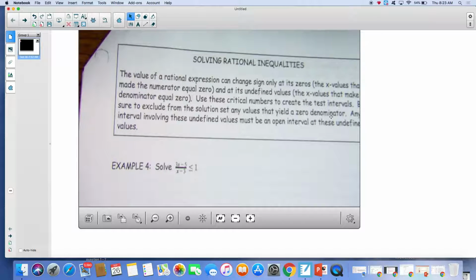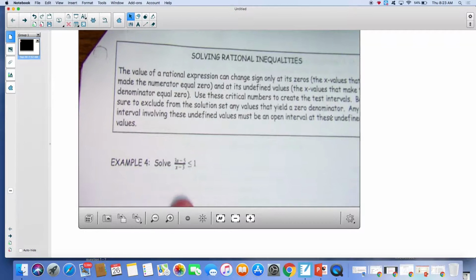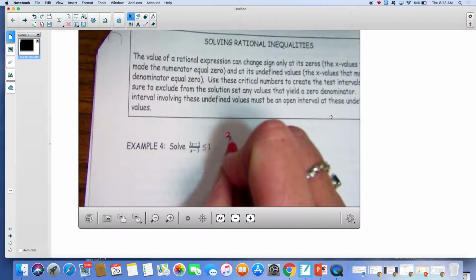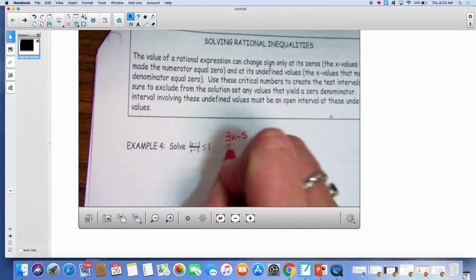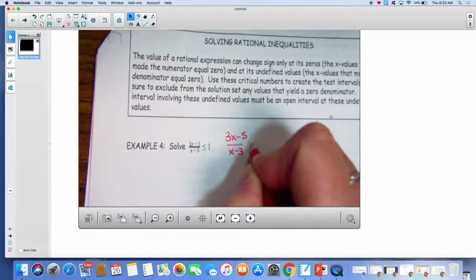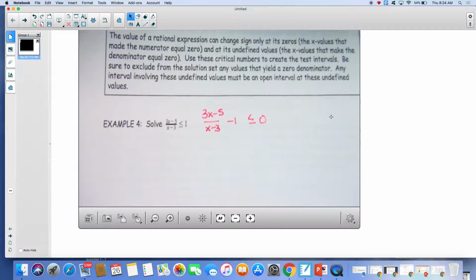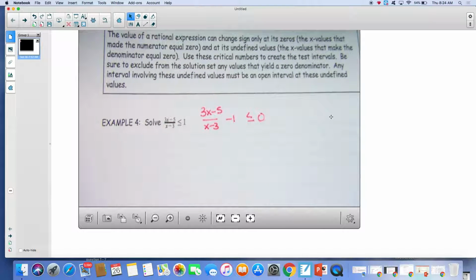All right, so first thing we need to do for this one, we need to subtract the 1 over. It has to have 0 there. So this is going to be 3x minus 5 over x minus 3, minus 1, has to be less than or equal to 0. Minus 1 goes in the bottom? No, it's out. It's the fraction. It's like 1/2 then minus 1.